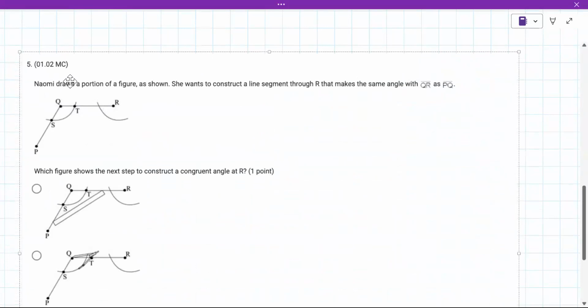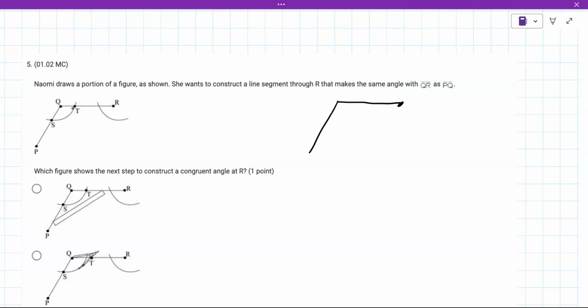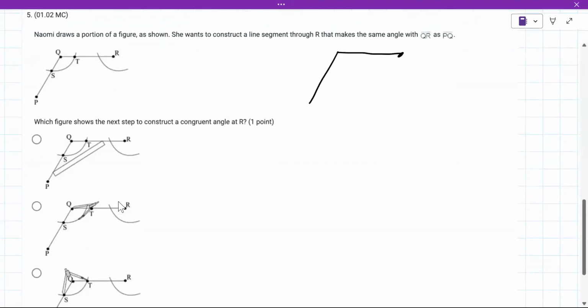All right, so it says Naomi draws a portion of a figure as shown. She wants to construct a line segment through R that makes the same angle with QR as PQ. So basically she wants to copy the angle over here at R. And we have to figure out the next step for this.